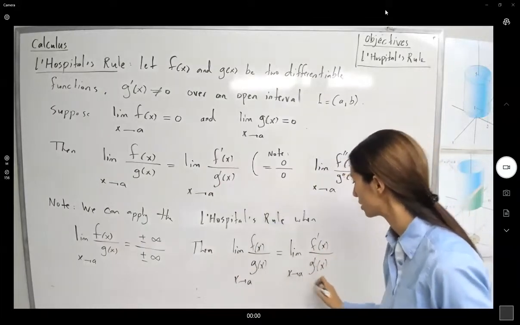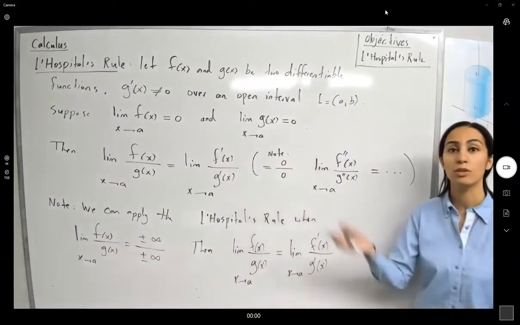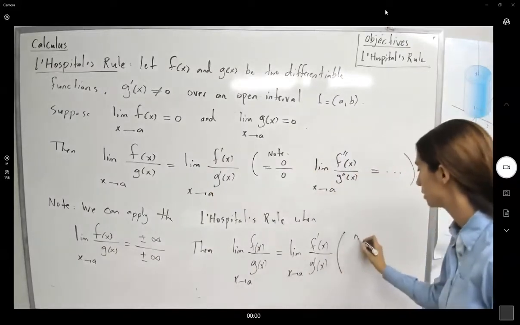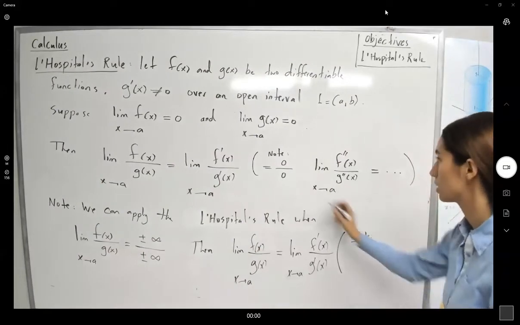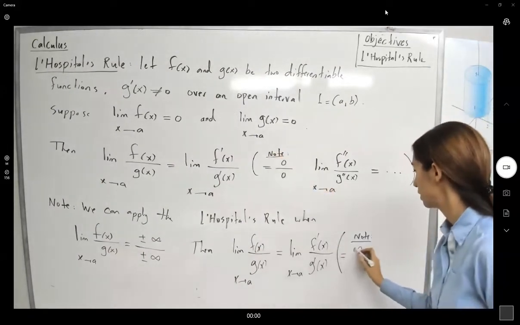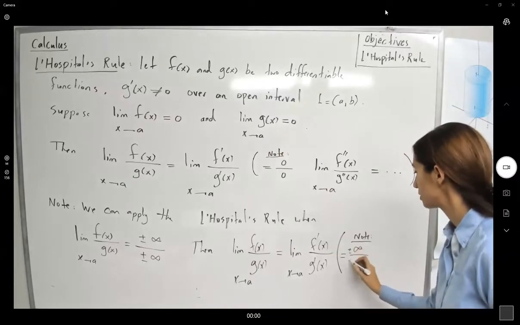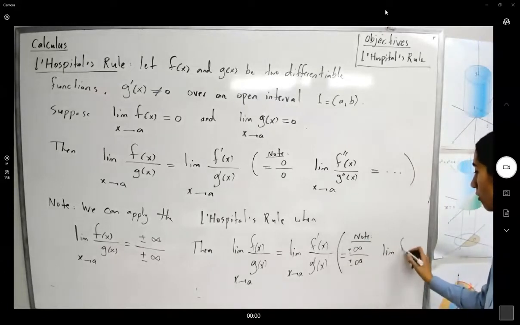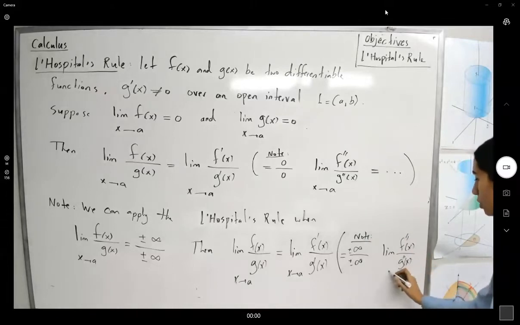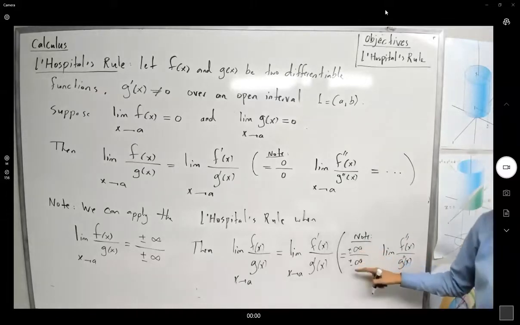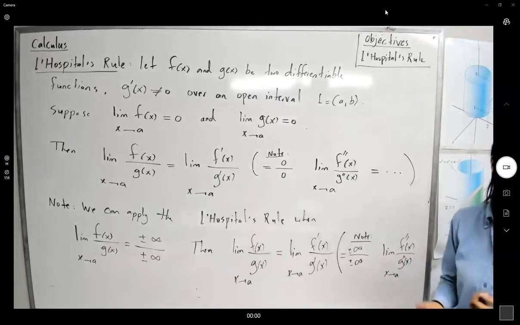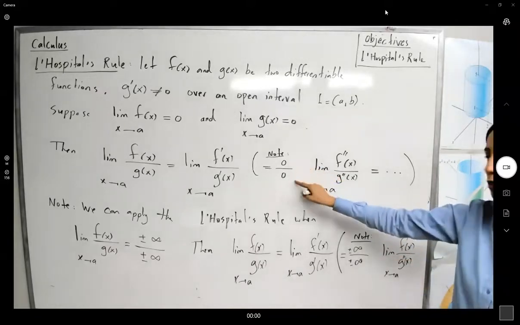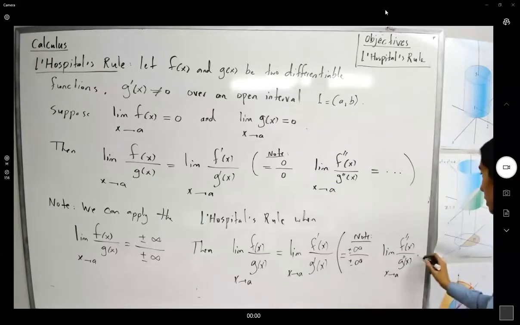as x approaches a. And again, note that if we still have infinity over infinity, plus or minus, then we can continue this process. We can take the second derivative of f and second derivative of g. And you can continue this process until you end up with something that is not in the indeterminate form, 0 over 0, infinity over infinity. So we're going to write this down with 3 dots.